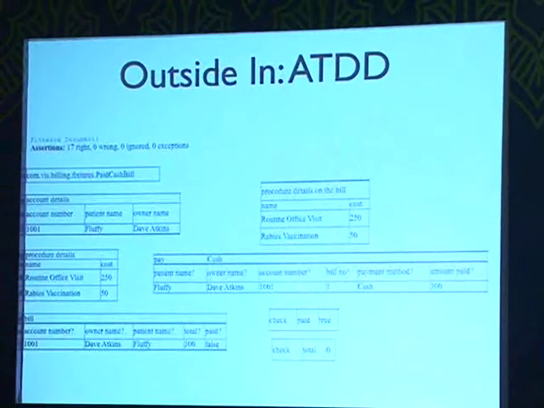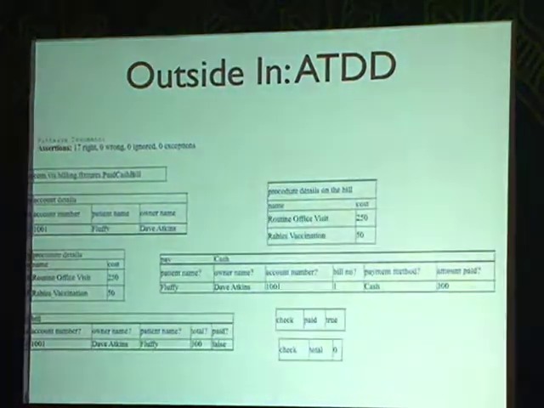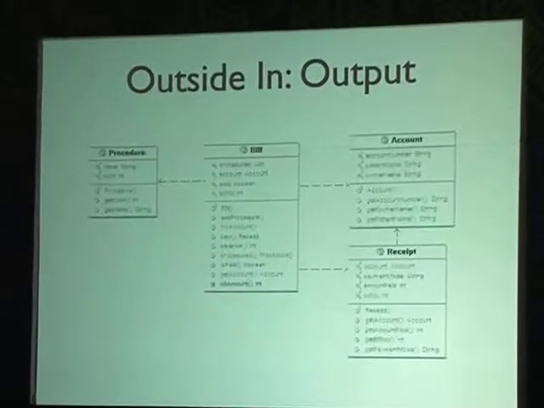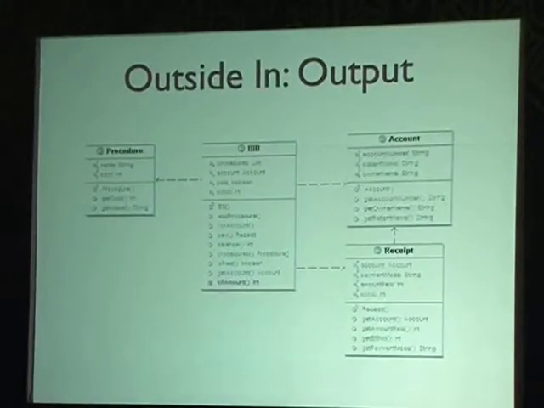This is an acceptance test written in Fitness for that first use case that you saw. And this is the kind of design we ended up with. This is in retrospect; we pulled up from the code what we came up with in terms of our design. A procedure, a bill, an account, a receipt, all of these are classes, no interfaces.